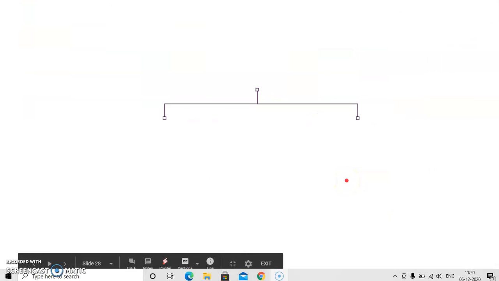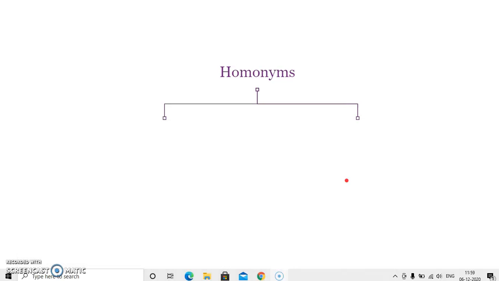Next, we are moving on to the next topic, homonyms. What are homonyms? Homonyms are two or more words having the same spelling or pronunciation, but different meanings and origins. So this is what homonyms stand for. You can subdivide homonyms into those with the same sound and meaning. That's what homo means, almost the same.